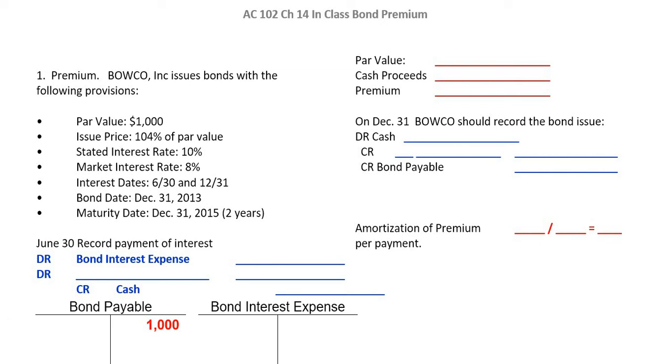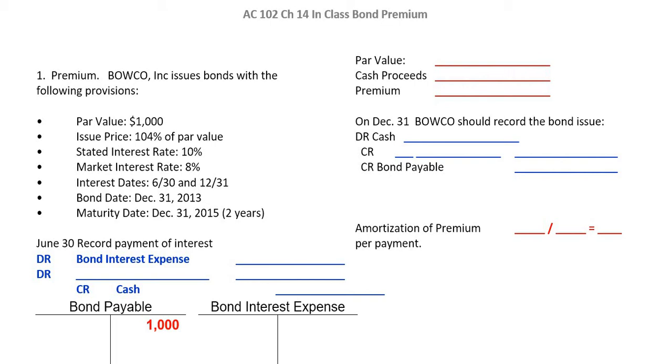In this video, we're going to work through the worksheet. Chapter 14 in-class bond premium is what it's called. Chapter 14 bond premium worksheet is the file name. And remember, we're selling this bond at a premium, so we get more money than the par value.